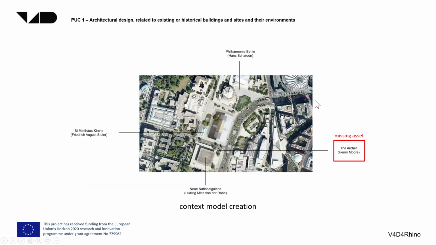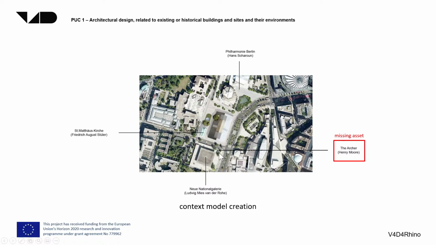Some of you might know this project. It is in a very prominent spot in Berlin because it's next to the New National Gallery. I think the architects amongst you know that building pretty well. And the Philharmonie of Berlin by Hans Scharoun and the St. Matthäus Church by Friedrich August Stüler. We could find these assets really fast because they are all pretty famous online. So we bought them online and put them in our models, and that was not a problem.